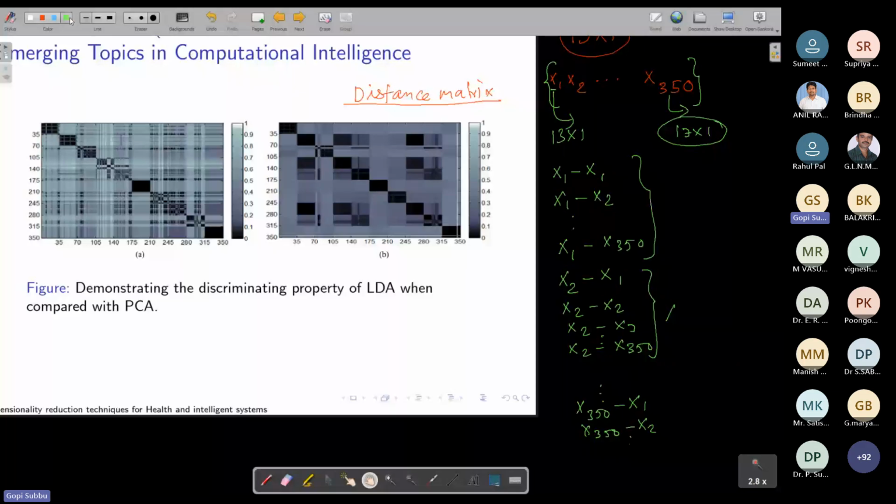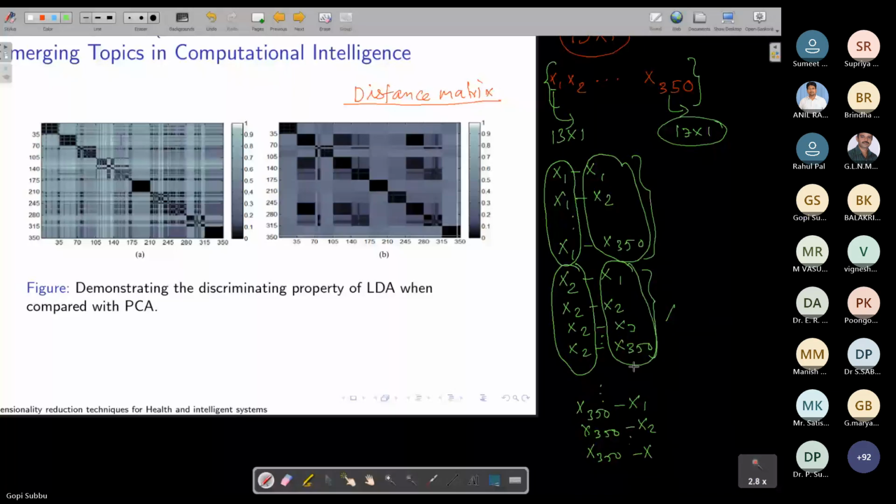I hope you got it. So we are keeping the first vector fixed, and we are finding out the distance with all the vectors here. Similarly, we fix the second vector and find the distance with all the vectors. Similarly, the 350th vector also. So we arrange them in a matrix form, and that matrix is called the distance matrix. This is the distance matrix you can see after doing this projection.